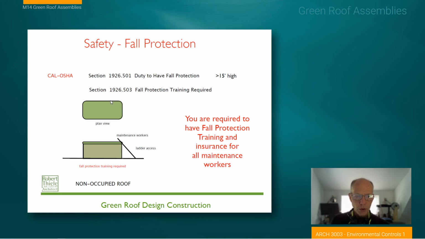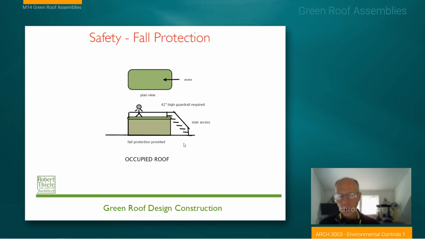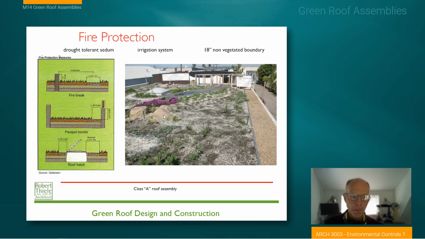So once again, codes and safety, fall protection, issues of the height of the building, the training of maintenance workers, all of these things affect our design decisions. One of them to consider is the possibility of extra insurance cost, whether the building's insurance sees green roofs as a hazard, and whether that would affect the overall cost of a green roof. Once again, that idea of safety and fall protection.